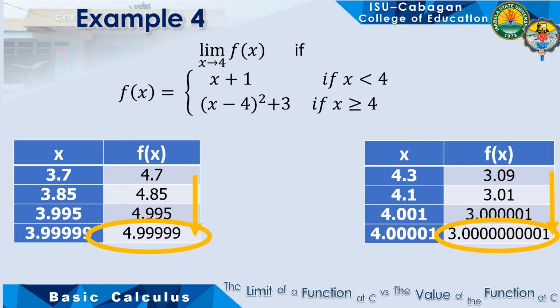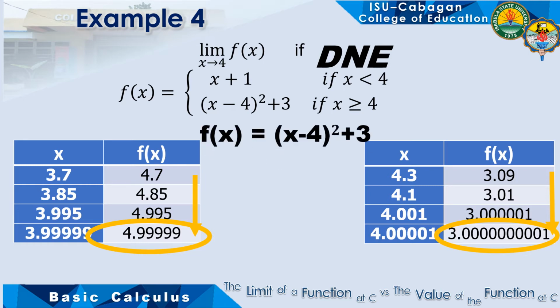So, since the left side and the right side are not equal, we therefore conclude that the limit of the function f of x as x approaches 4 does not exist, or DNE. Now, we are going to find the value of the function as x is equal to 4. So that is f of x is equal to (x minus 4) squared plus 3. So gagamitin natin yung function na (x minus 4) squared plus 3 if x is equal to 4.